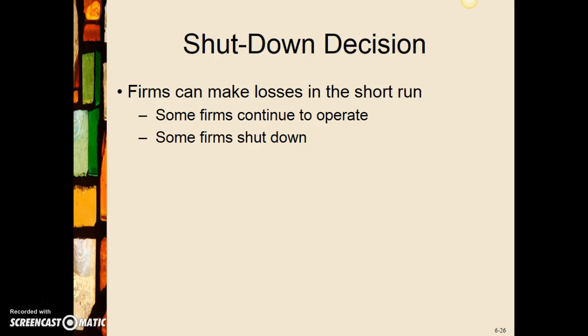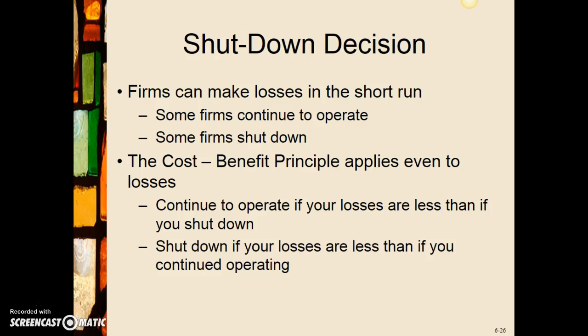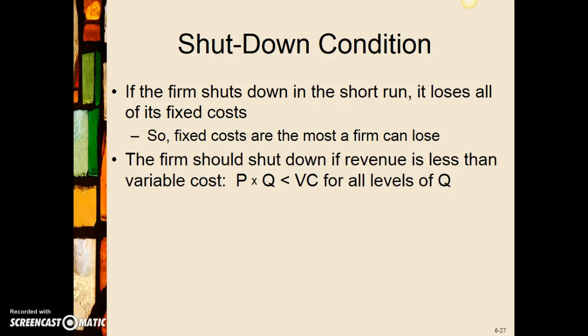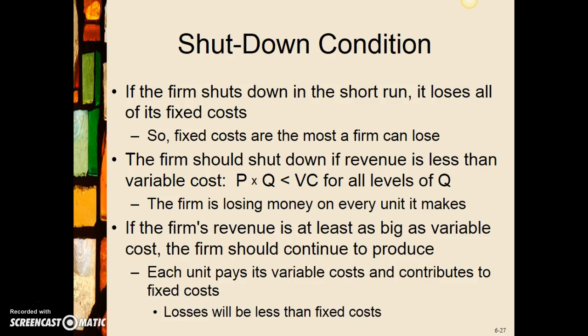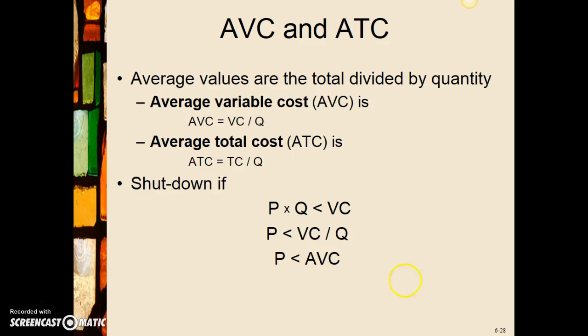So firms can make losses in the short run. This is something that I need to point out. Some firms are going to continue operating even though they're making losses. And this is because of the fixed cost. You're going to continue to operate if your losses are less than if you shut down. And it turns out that that happens only if revenues are less than the variable cost, or P times Q is less than variable cost. But we can rearrange this, as we'll see, in the average variable cost, and that shutdown condition becomes: shut down if price is less than average variable cost.